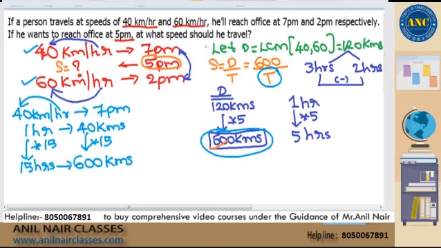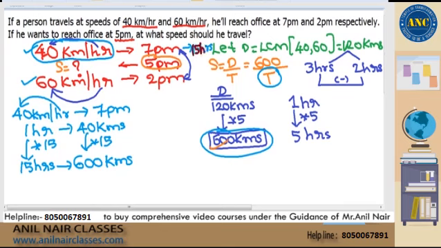15 hours. That means if I am traveling at a speed of 40 kilometers per hour, then I will take 15 hours to reach the destination. Now, understand it carefully, sir. I will take 15 hours to reach the destination.